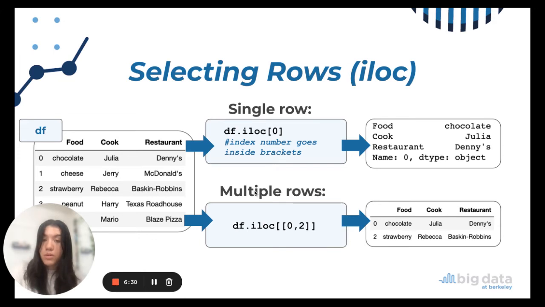To select multiple rows, we again use double brackets with our specified indexes. So df.iloc[[0, 2]] selects the 0th row and the 2nd row. In this case, it's chocolate, Julia, Teddy's, and strawberry, Rebecca, Baskin Robbins, and it returns a data frame with these rows.